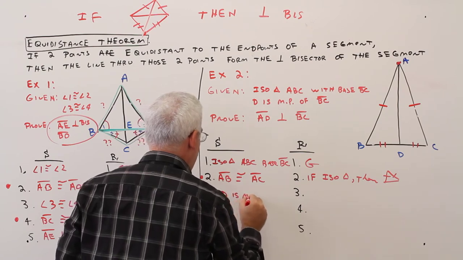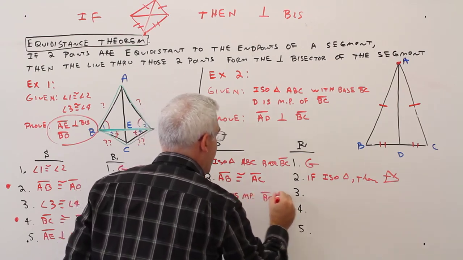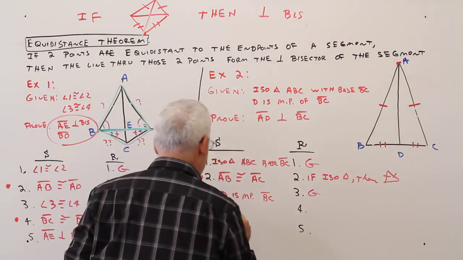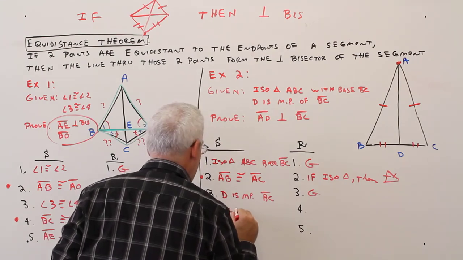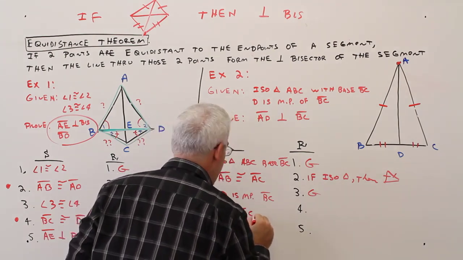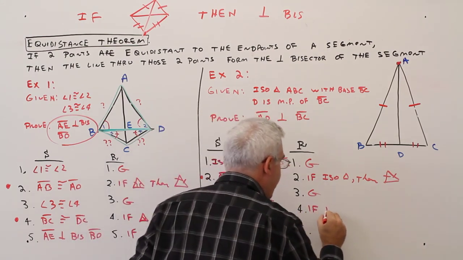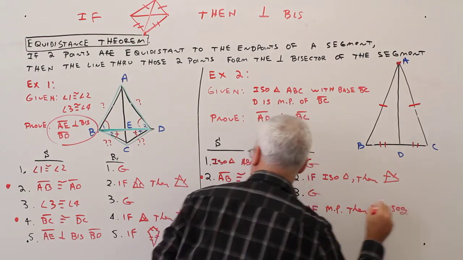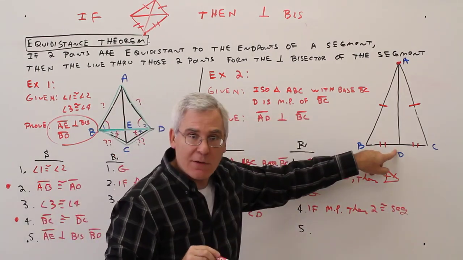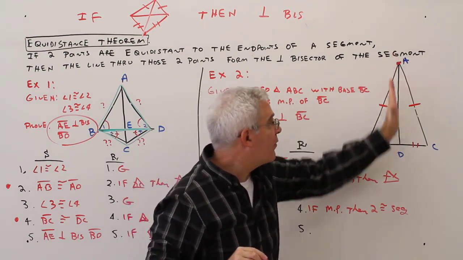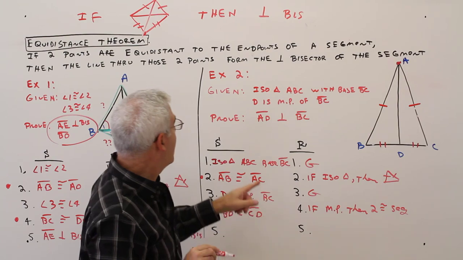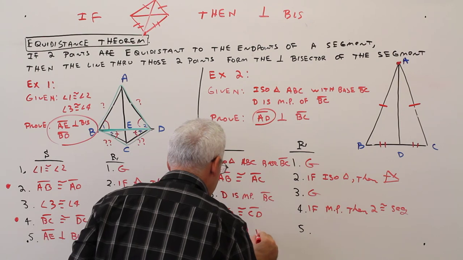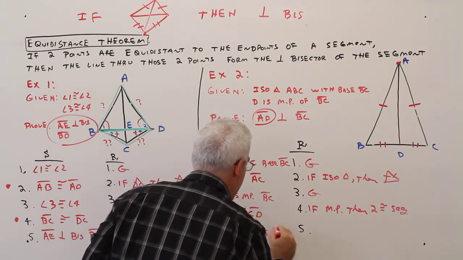D is midpoint of BC. That was given. Definition of midpoint, two congruent segments. So BD is congruent to CD, if midpoint, then two congruent segments. So now that point is equidistant, and I've got my 2 points. So the line connecting points A and D, which is segment AD if you want to call it. So AD, perpendicular bisector of BC.